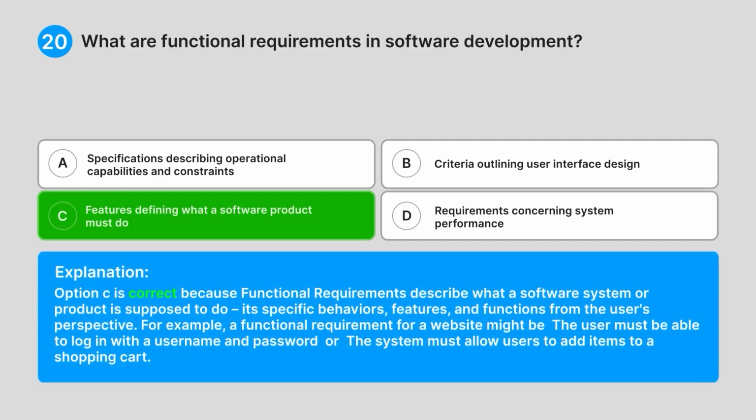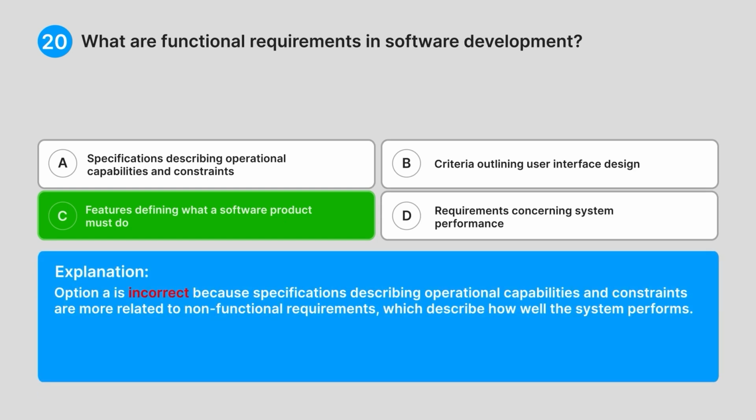Explanation. Option C is correct because functional requirements describe what a software system or a product is supposed to do. Its specific behaviors, features and functions from the user's perspective. For example, a functional requirement for a website might be the user must be able to log in with a username and password, or the system must allow users to add items to a shopping cart.